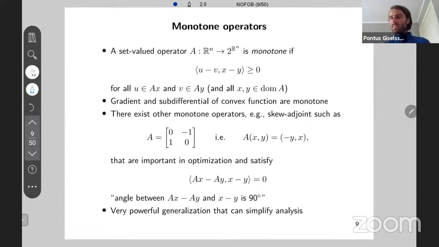This is one example of a skew adjoint operator. And this is especially used a lot in primal dual optimization, first order optimization methods, where you try to solve these primal and dual problems at the same time. And this monotone operator is actually quite a powerful generalization of subgradient of a convex function, which can be used to, once you get over the more abstract formulation or construct of these operators, it can actually simplify analysis quite a bit.